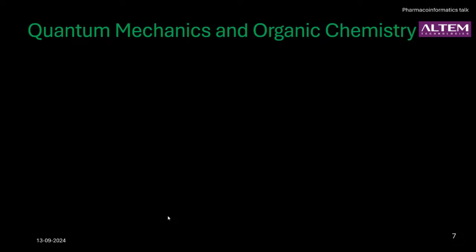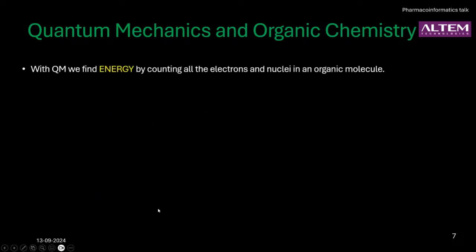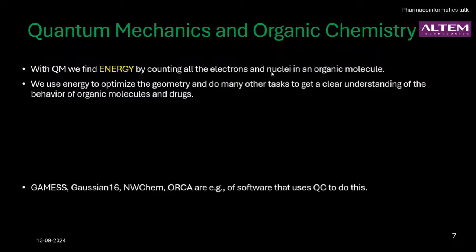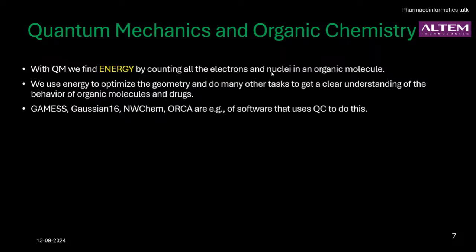So moving to some examples, in the area of quantum mechanics, we also predict energy, but this time we account for all the electrons and nuclei that are present in these organic molecules. And once we know the energy, we could use it to optimize the energy and do many other tasks, for which I will show you examples.